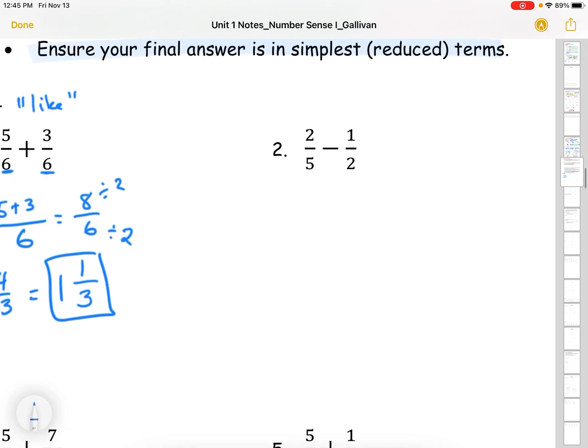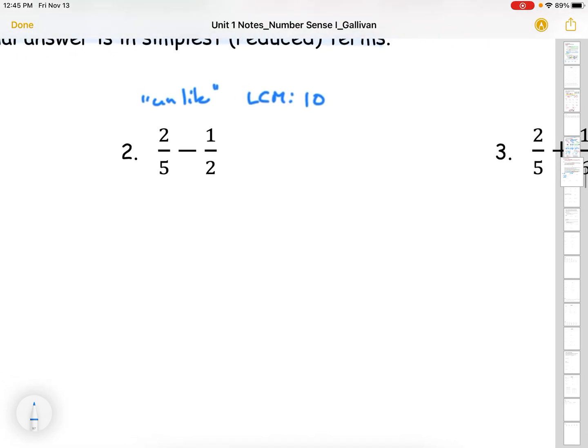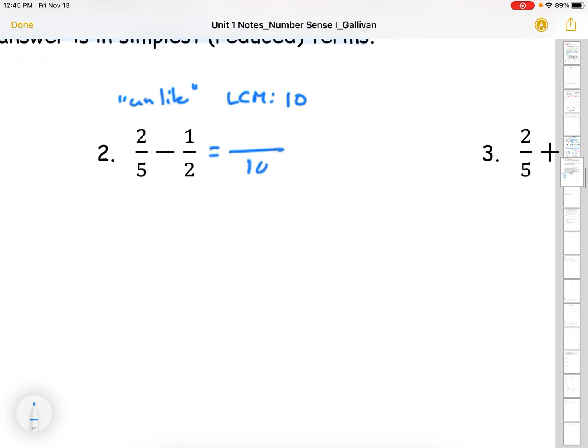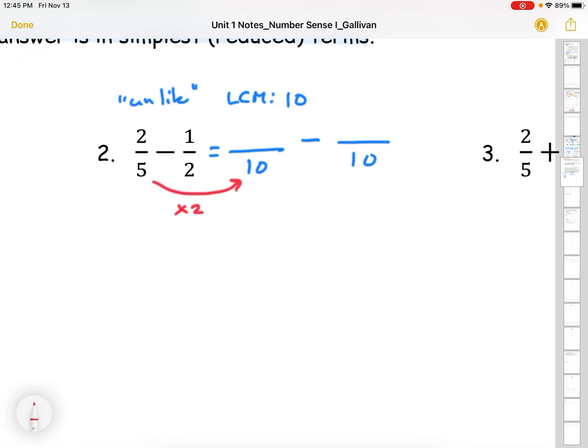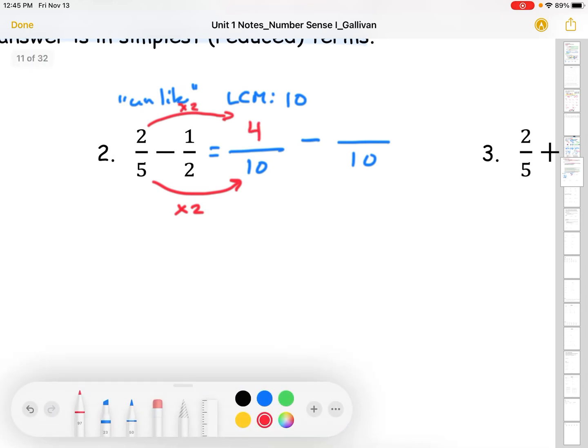Now, these are unlike. My lowest common multiple of those denominators is 10. That's the lowest number that both 5 and 2 can go into. So I'm going to change each to equivalent fractions over 10. So 2/5 over 10 would be, well, what did I multiply it by? I multiplied 5 by 2. So 2 times 2 is 4.